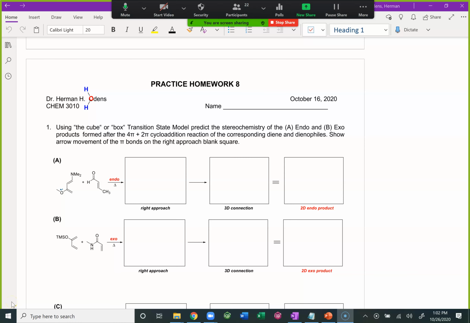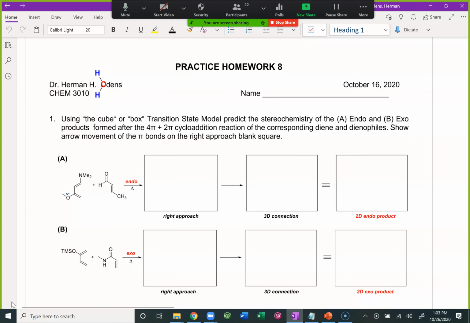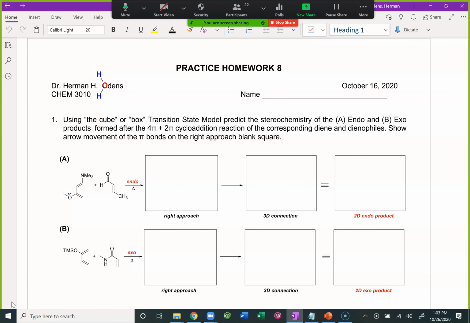Welcome back. Today is October the 26th, and we're going to continue here in chapter 8. And we're going to be talking about the Diels-Alder reaction.